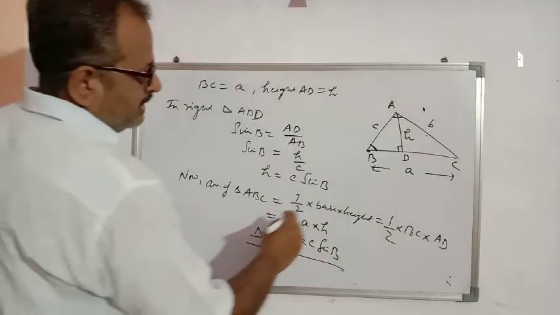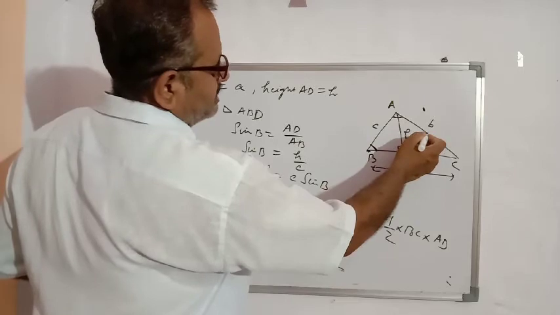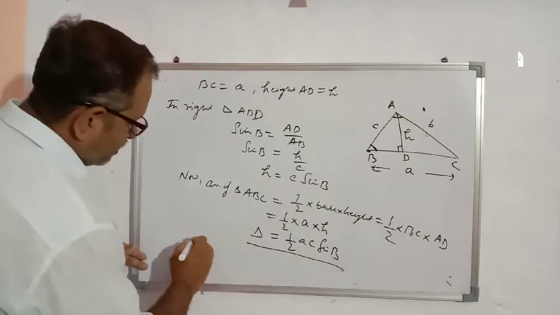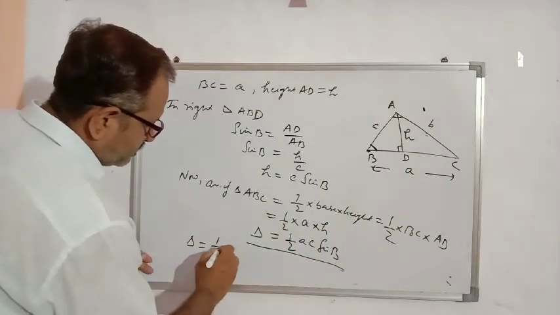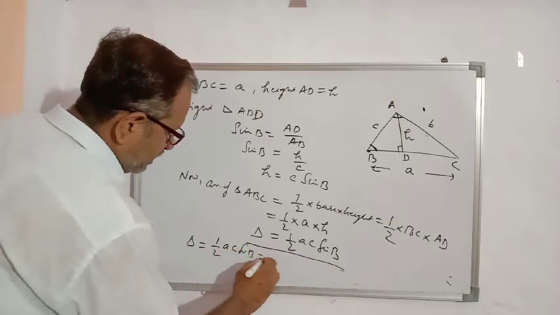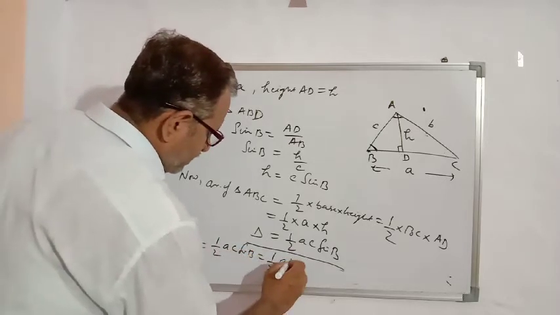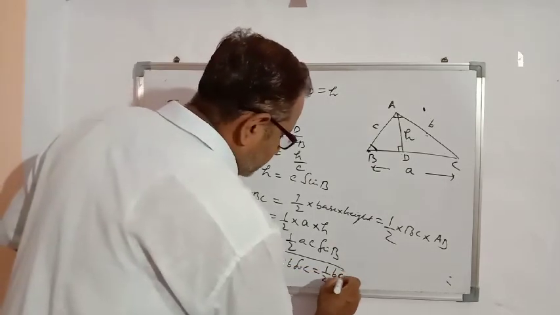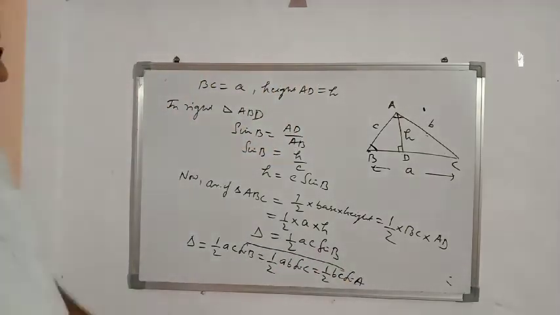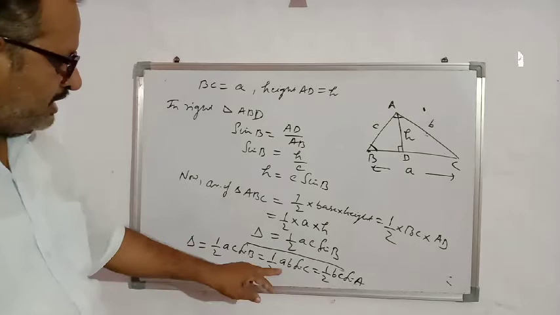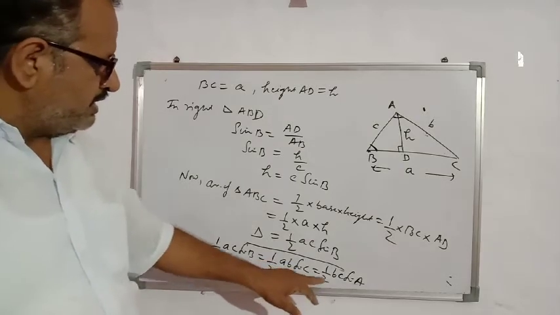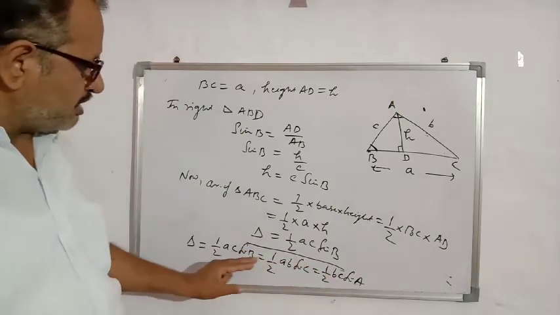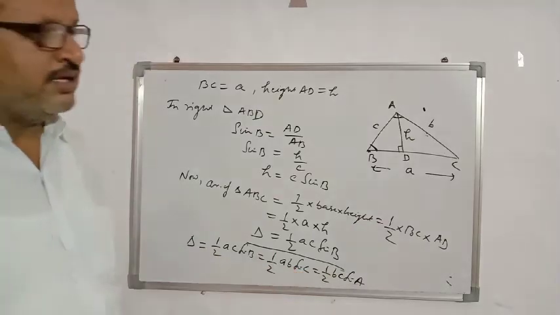If we draw the perpendicular from B to the side AC, and from C on the side AB, we can get three formulas. First one is 1 by 2 a c sine B. We can also write 1 by 2 a b sine C, or 1 by 2 b c sine A. Where small a, small b, small c are sides of the triangle, and capital A, B, C are the angles of the triangle.